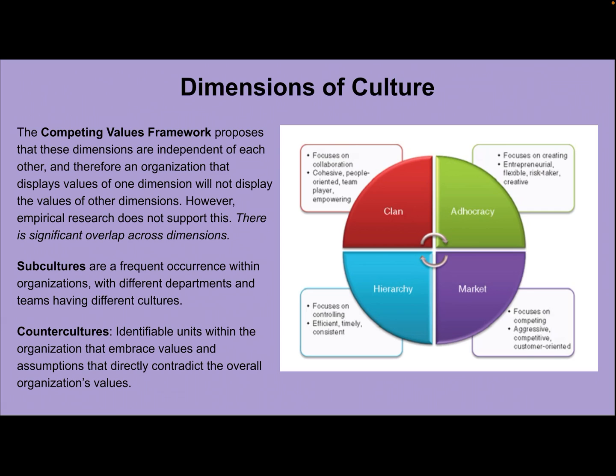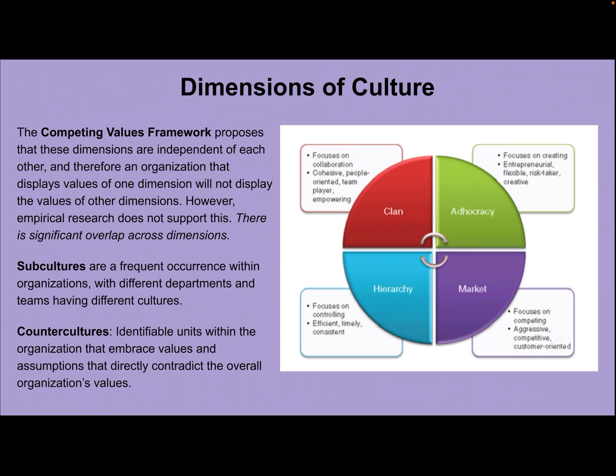The clan culture focuses on collaboration. Words that describe clan culture are cohesive, people-oriented, team player, empowering. This is a people-focused culture for an organization. In blue, we have hierarchy culture. This focuses on controlling. Words to describe hierarchy culture include efficient, timely, consistent. Again, these hierarchy cultures are not necessarily a bad thing because they're very efficient, but they do focus a lot on management and that big, tall hierarchy.